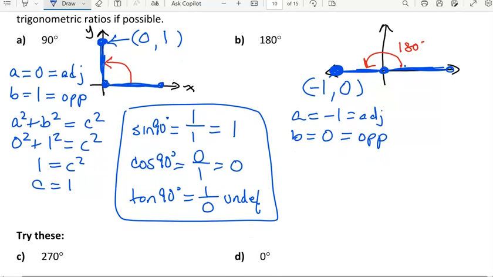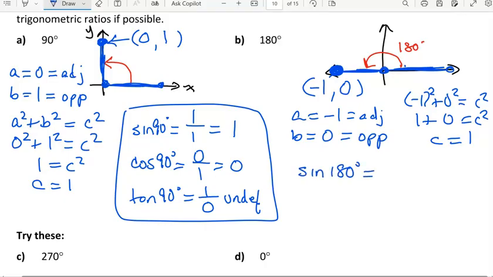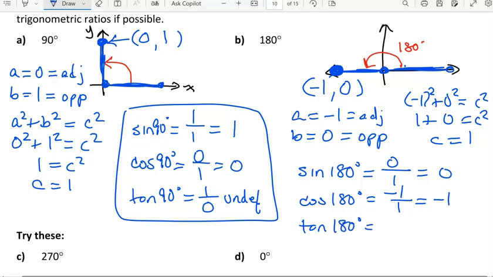And the Pythagorean theorem is going to work pretty much similarly here. -1 squared plus 0 squared is equal to c squared. That's 1 plus 0 is equal to c squared. That's going to give us a c value of 1 again, so c is the hypotenuse. And the sine of 180 degrees is equal to the value of the opposite over the hypotenuse. That's going to be 0. Cosine of 180 degrees is equal to the adjacent over the hypotenuse. That's going to be -1 over 1, which is -1. And the tangent of 180 degrees is opposite over adjacent. 0 divided by -1 is 0.